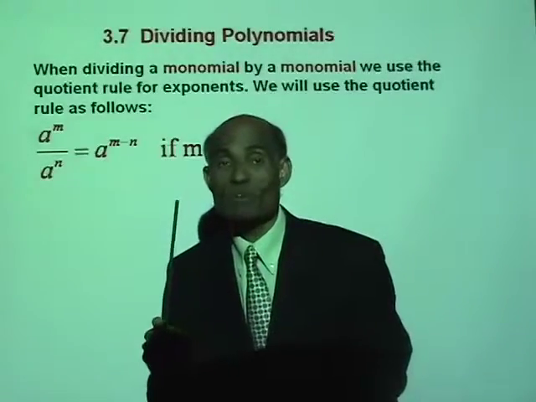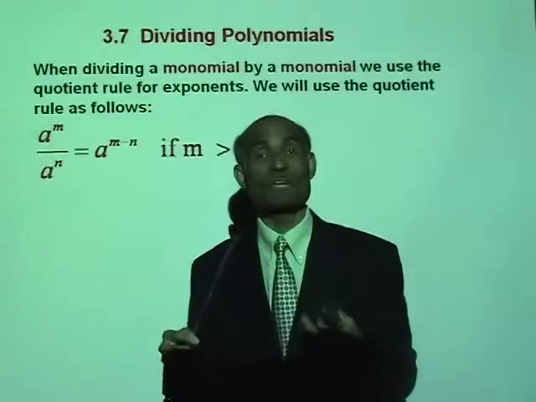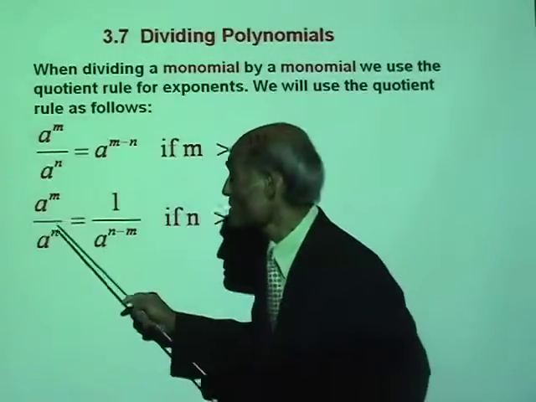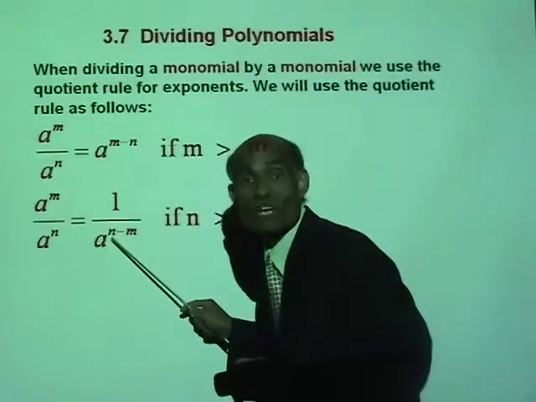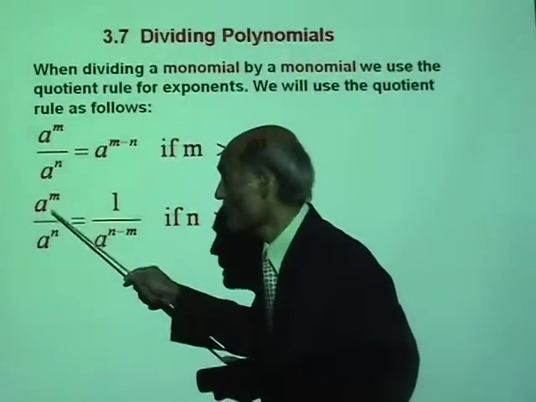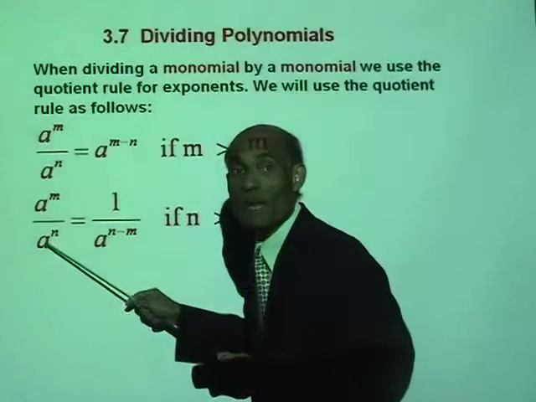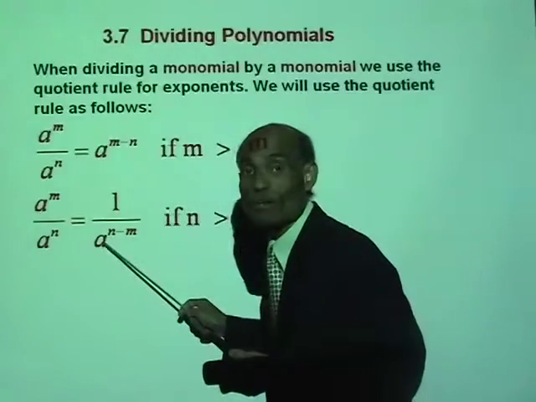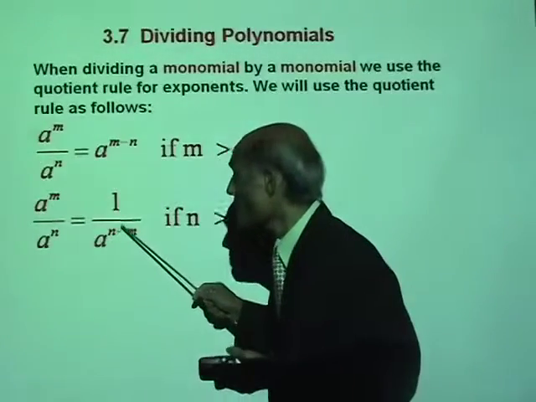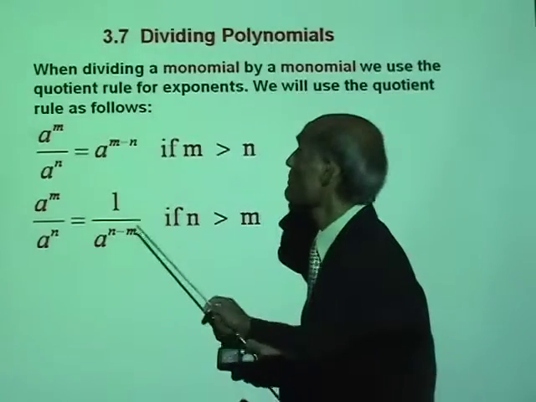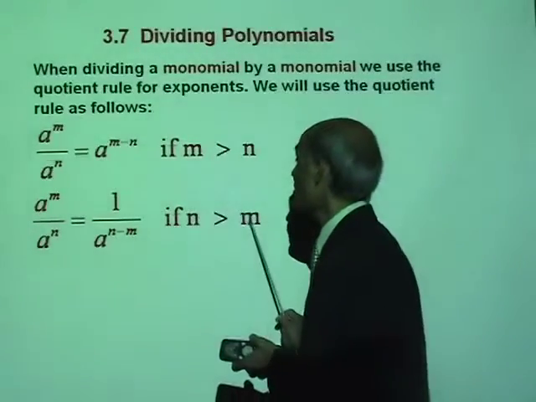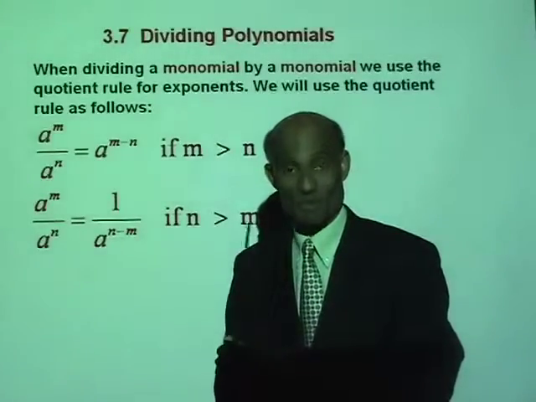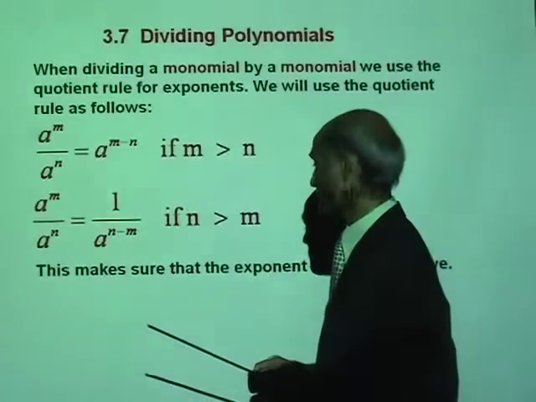Tell me, what happens if the denominator power is greater than the numerator power? Well, in such a case, the answer will stay on the denominator. Look at this, a to the power of m divided by a to the power of n is equal to 1 over a to the power of n minus m, if the denominator power n is greater than the numerator power m. Alright, let me give you an example.